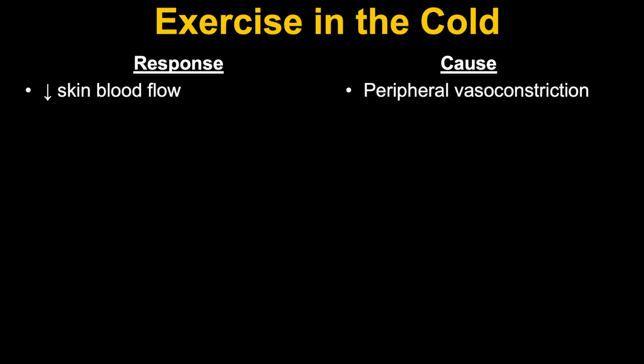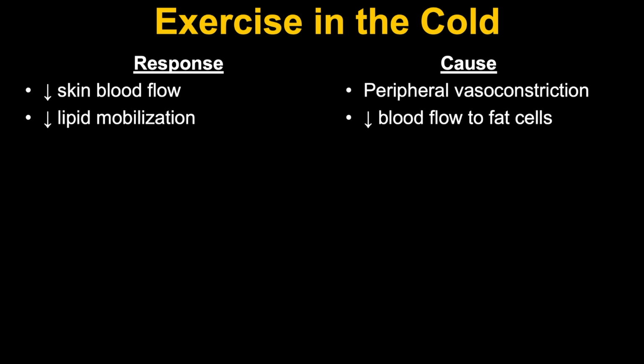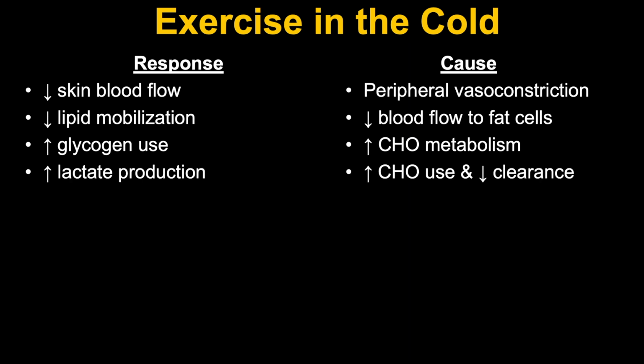During exercise in the cold, we actually have a reduction in skin blood flow. This means we get a shift from blood at the periphery to that inner shell that we talked about earlier. This is because the sympathetic nervous system causes peripheral vasoconstriction. We also get a decrease in lipid mobilization from adipocytes because there's a decrease in blood flow to fat cells. This shift in blood flow is going to cause an increase in the amount of skeletal muscle glycogen that we use because we're relying more on carbohydrate metabolism versus lipid metabolism. This is going to cause an increase in lactate production simply because we're relying more on carbohydrate use and we're actually clearing less lactate from the blood.